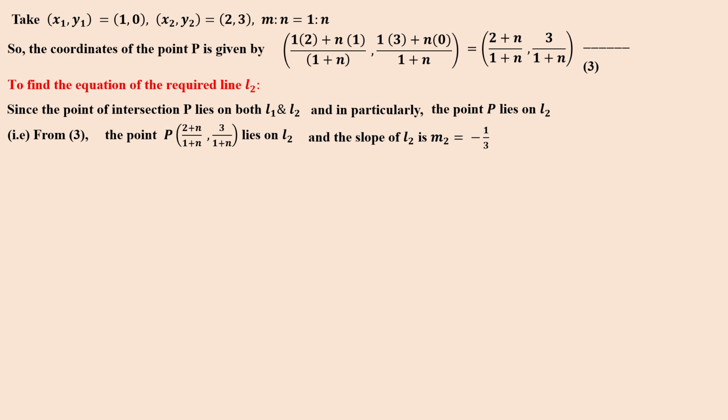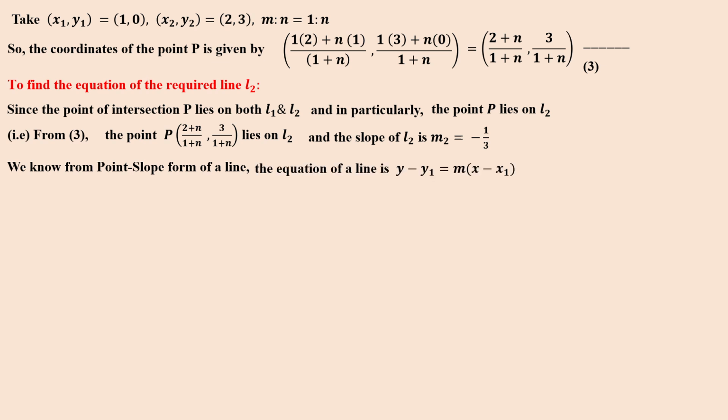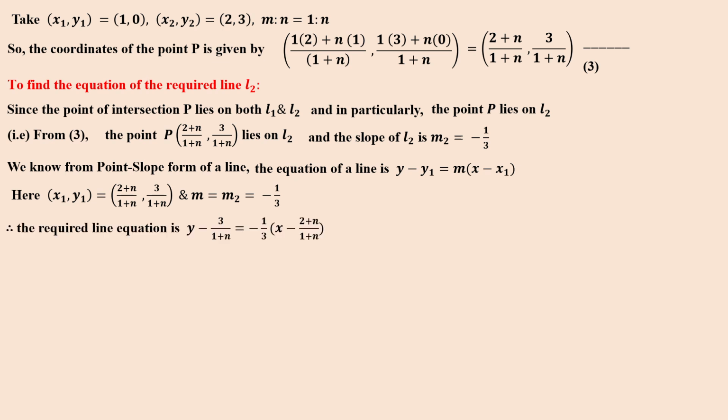We know the point-slope form of a line. If you know the point (x1, y1) and the slope m, the equation of the line is y minus y1 equals m times (x minus x1). Here (x1, y1) is nothing but the point P, that is ((2 plus n) by (1 plus n), 3 by (1 plus n)), and m is the slope of the line L2, that is -1 by 3. Using these in the formula, y minus 3 by (1 plus n) equals -1 by 3 times (x minus (2 plus n) by (1 plus n)).